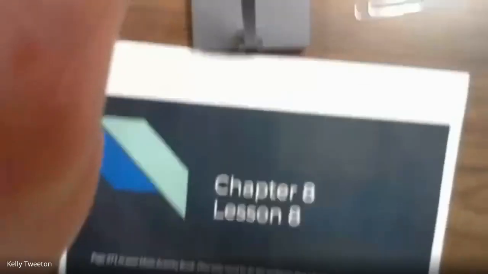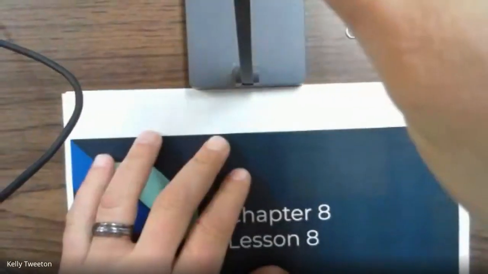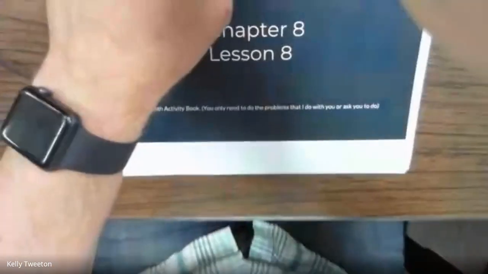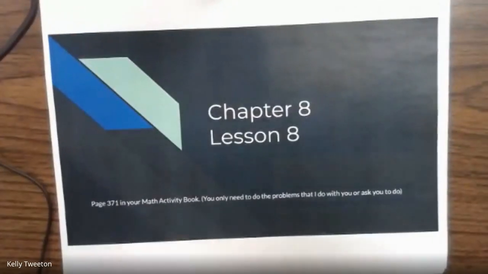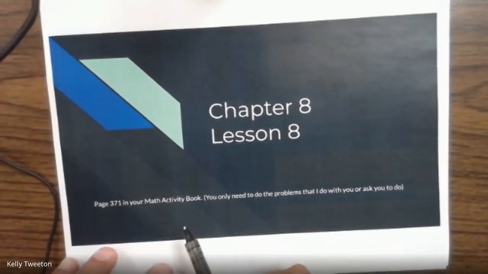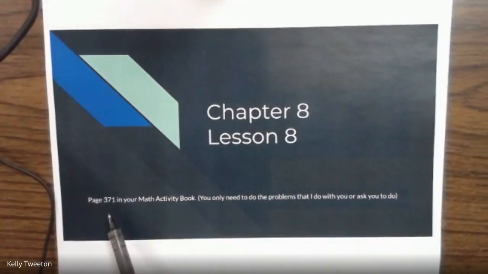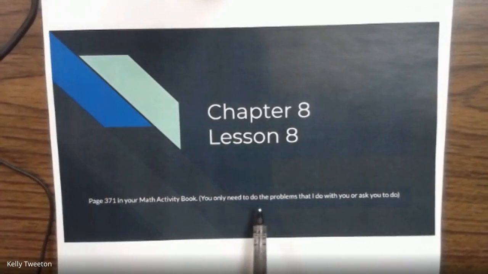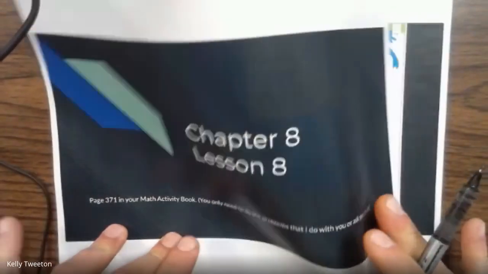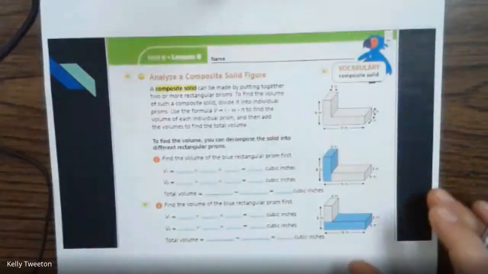So let's go ahead and get started with Chapter 8, Lesson 8 today. Hopefully it's shorter than the last one. The last video got a little bit long on 8-7, but we'll see what we can do. Okay, so that should be the correct way right there. Chapter 8, Lesson 8. You will be able to follow along in your book on page 371 of your math activity book. And again, you only need to do the problems that I do with you or I ask you to do. All right, let's go ahead and get things rolling.